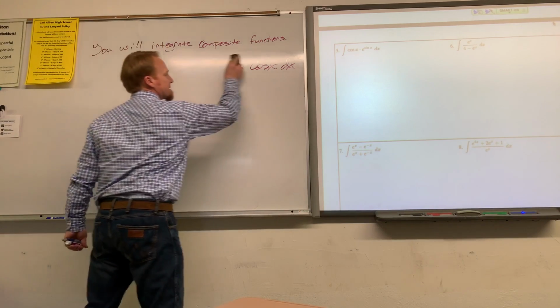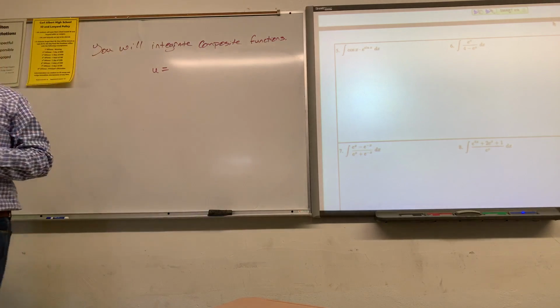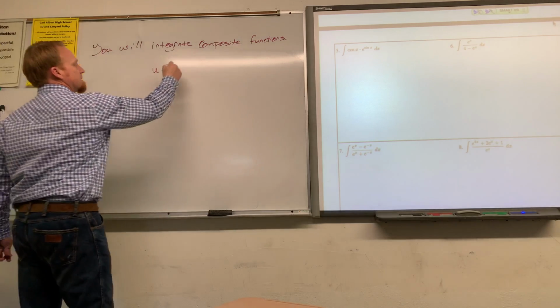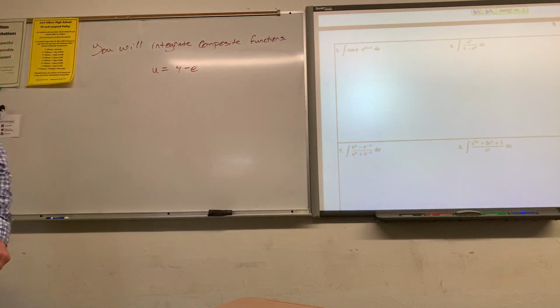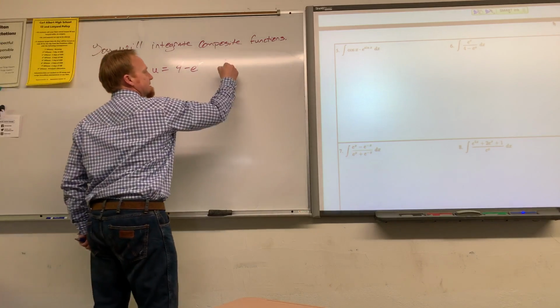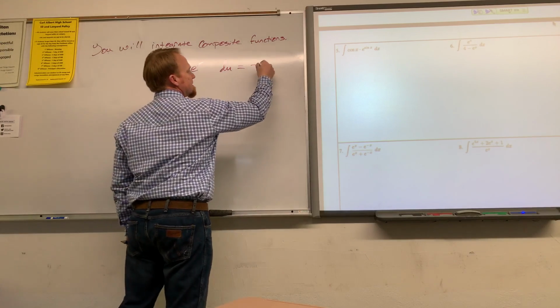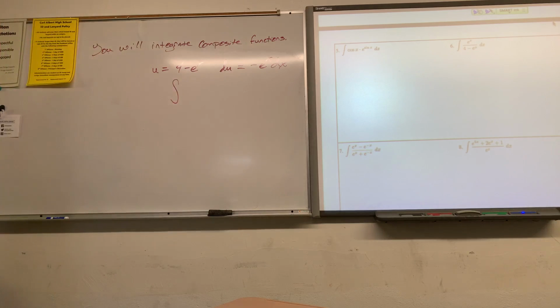All right, number 6. So what's new about number 6? I have 2 e's. Whenever you have 2 e's and it's a rational function, your u is always going to be the denominator. So du is going to be negative e to the x dx.